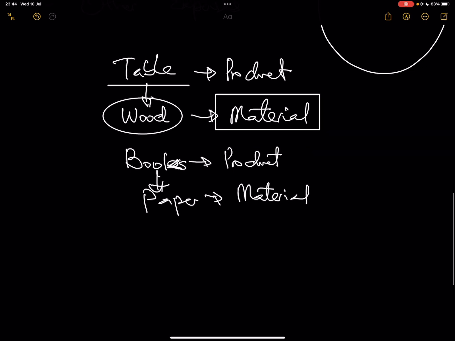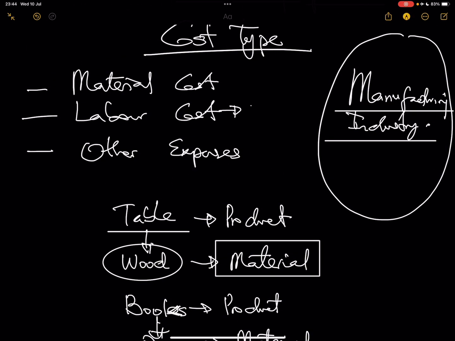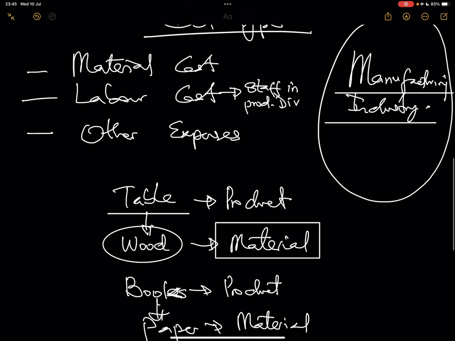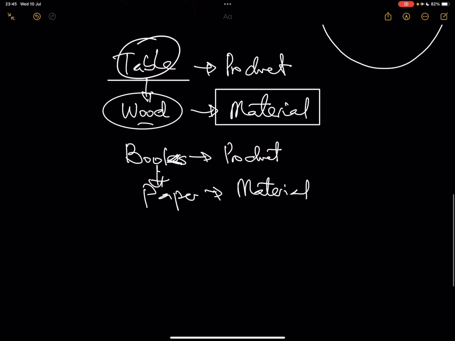Labor cost, very easy. Labor cost is just looking at the cost of the staff that are working in the production division. So everybody that is involved in turning that paper into books, turning that wood into table, their cost is called labor cost because they are workers that are working in the production division. They work in the plant. They are the ones running the machines. They are the ones moving the raw materials from the warehouse to the production. Those guys that are working directly inside the plant, those are called the labor staff, and their cost is called the labor cost.